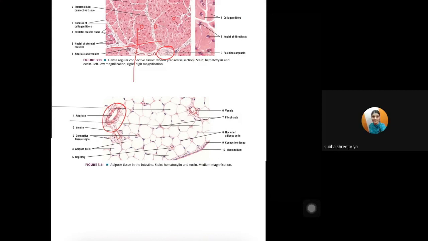Adipose tissue in the intestine, stain hematoxylin and eosin. We are seeing arteriole, venule, connective tissue septa, adipose cells, capillaries, and venules, fibroblasts, nuclei of adipose cells, connective tissue, and mesothelium.